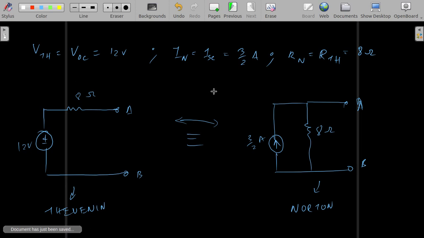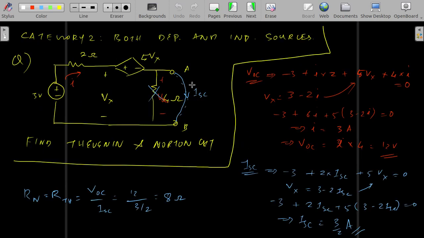Okay, so this is how you solve a category 2 problem. You find VOC and ISC. If you're given a category 2 problem, no matter whether you're asked to find the Norton or Thevenin equivalent, you have to find VOC and ISC. Otherwise you won't be able to find the equivalent resistance. But in the earlier case, category 1, if you are asked to find the Thevenin equivalent circuit, you just need to find VTH. You don't have to go for IN or ISC or anything like that, and vice versa.